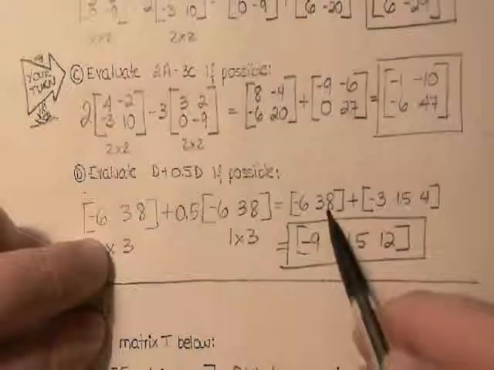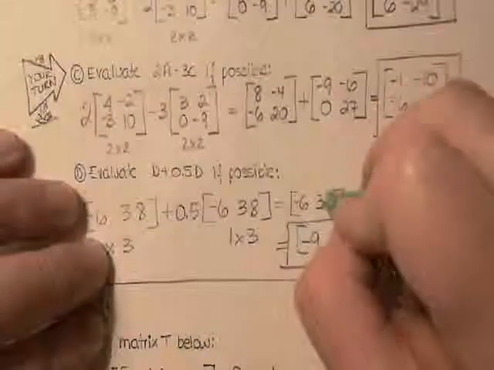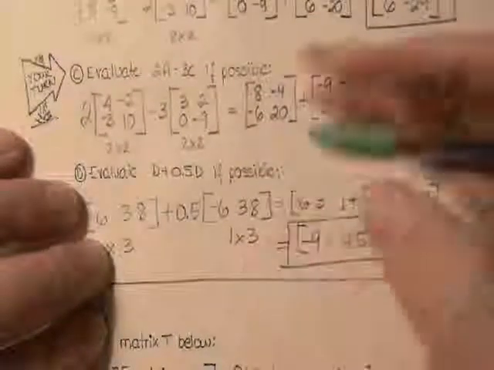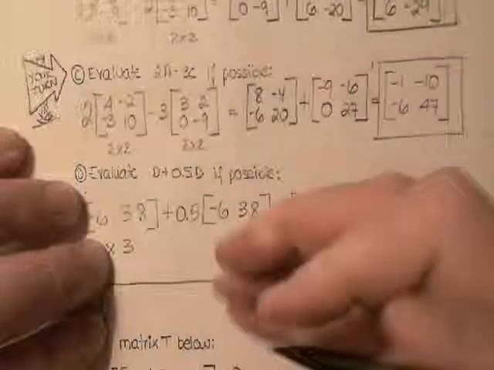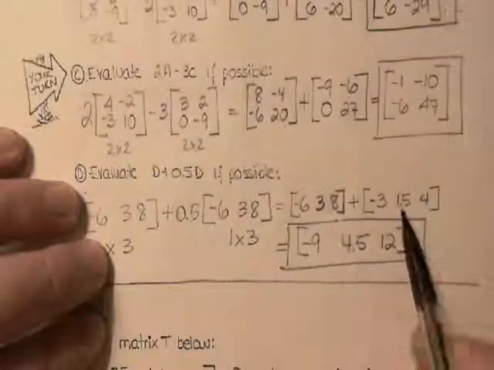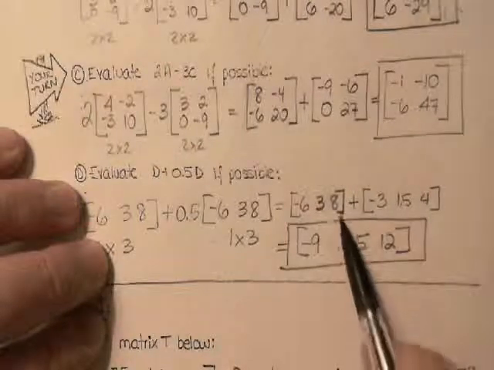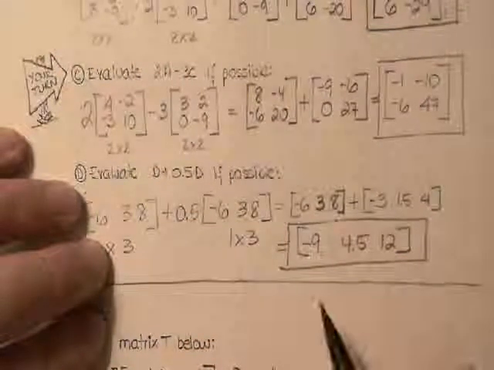Negative 6 and negative 3 is negative 9. And sometimes make sure to put a space between the numbers because otherwise it looks like 38. So 3 plus 1.5 is 4.5. 8 and 4 is 12.